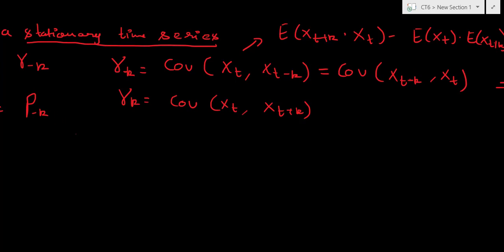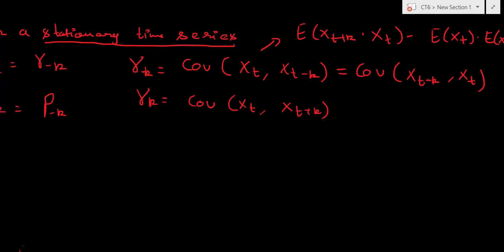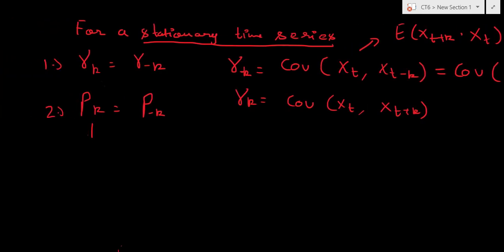Similarly, the autocorrelation is also exactly the same thing. How does that happen? This is just gamma k upon gamma 0, that is, your covariance upon the variance. Remember that variance can be written as gamma 0, because it's just the covariance of xt with xt with 0 lag. And this one can be written as gamma minus k upon gamma 0. So these two are the same thing, because these two covariances are the same.